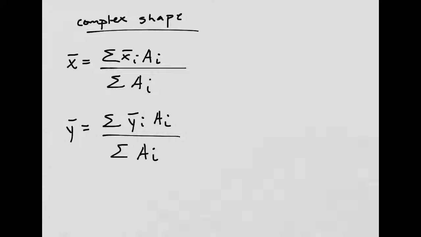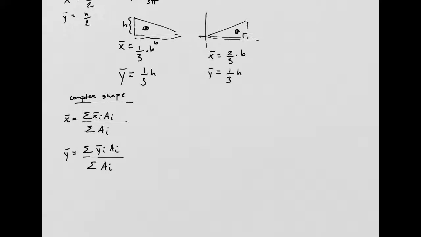For a complex shape, it's the x bars, meaning the distance from the reference axis, so you've got to be very, very careful with that. The distance for the centroid of each individual shape from the reference axis, times the area of that simple shape, then you add all of those together and divide by the sum of the areas.